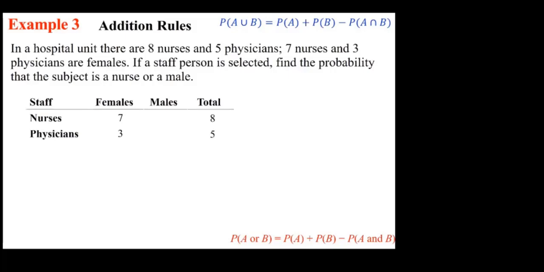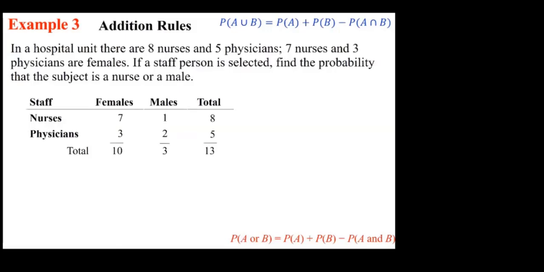Look at the very first row. We have nurses. Under females, we have 7. Under total, we have 8. So how many males do we have? 8 minus 7, which is 1. Physicians, we have a total of 5. 3 of them are females. So 5 minus 3 must be males. And finally, we have the total. If we add up each column, this is what we get. This is the most important step in handling this question.